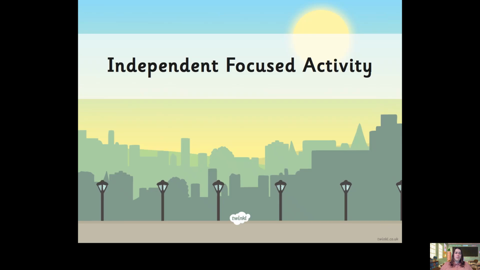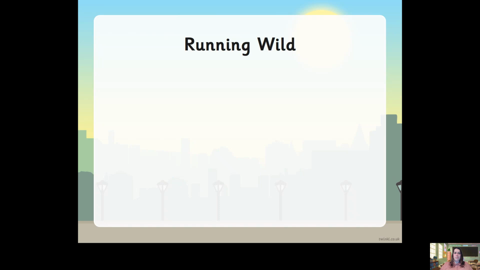So now we're ready to focus on our independent work. If we look at Running Wild as our example, these are all sentences that have been read and are from the book Running Wild. See if you can identify where the author has used a colon, a dash or a semicolon.